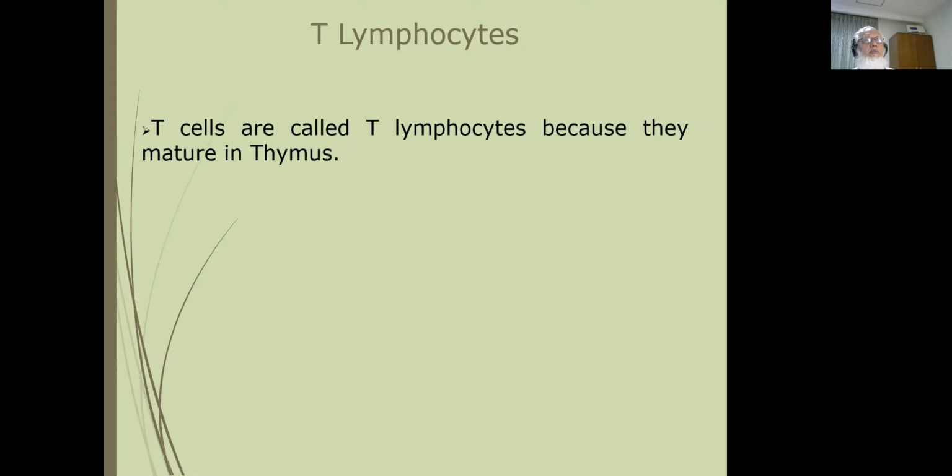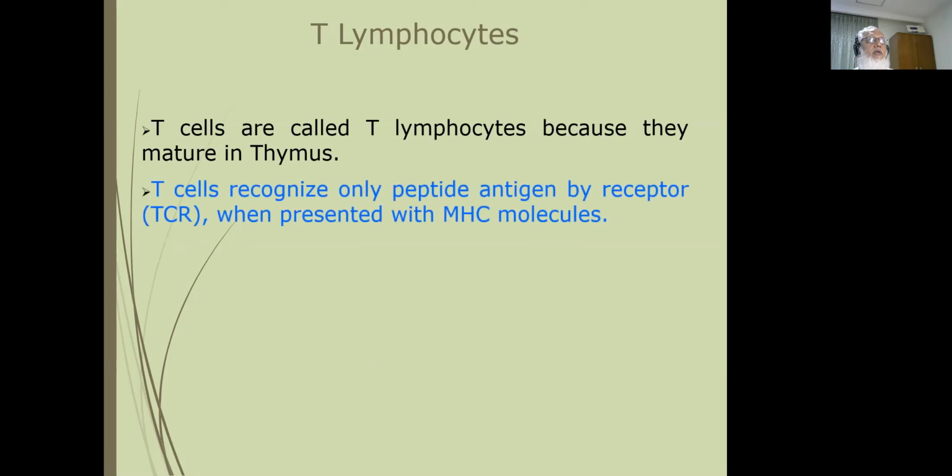They are called T lymphocytes because they mature in the thymus, and they recognize only peptide antigen by their TCR receptor when presented with MHC molecule. This thing I say repeatedly to differentiate from B cell receptor. B cell receptor recognizes any antigen without processing and without being presented with MHC molecule.